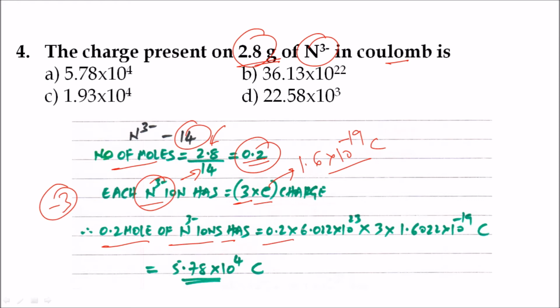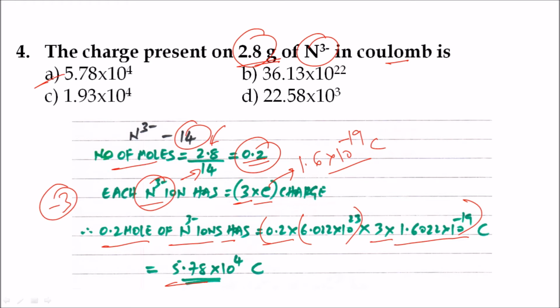You can take 0.2 moles and each mole is having Avogadro number, I have taken here 6.022 into 10 raised to 23, into each N3 minus is having 3 into E, right? E value is 1.602 into 10 raised to minus 19. So after simplifying, you will get answer as 5.78 into 10 raised to 4 coulomb. Right, so in this way we can get the answer. So the right option for this question is option A, 5.78 into 10 to the power 4.